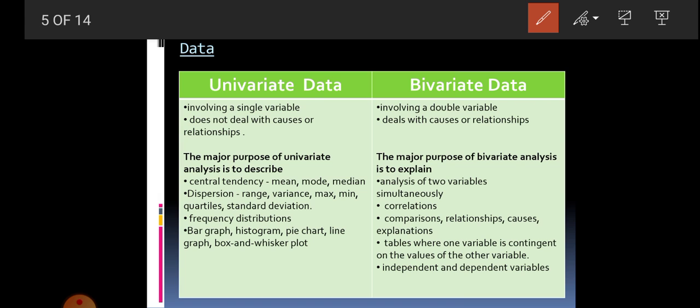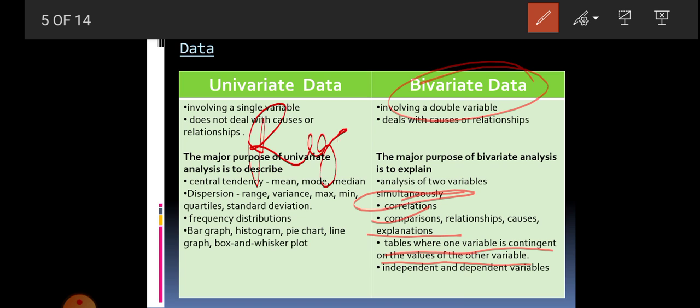So with the help of bivariate data, we can find out the correlation. Comparison, relationship, causes and explanation are best expressed with the help of bivariate data. Tables where one variable is contingent on the value of the other variable: sometimes in regression it happens that with the help of x we find y. We will also discuss regression very properly in the upcoming lectures.